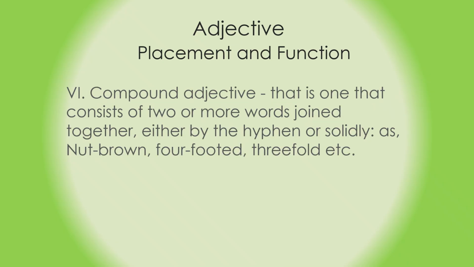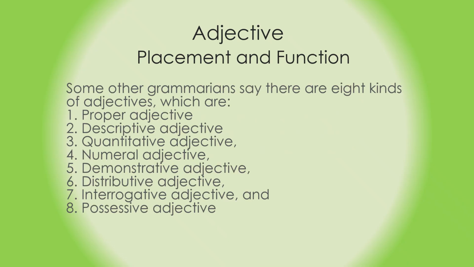Sixth, compound adjective, that is one that consists of two or more words joined together either by the hyphen or solidly, as nut brown, four-footed, threefold, etc. Some other grammarians say there are 8 kinds of adjectives, which are proper adjective, descriptive adjective, quantitative adjective, numeral adjective, demonstrative adjective, distributive adjective, interrogative adjective, and possessive adjective.